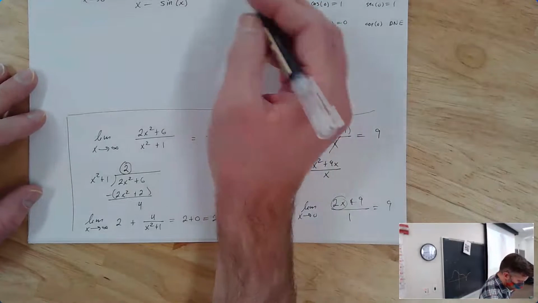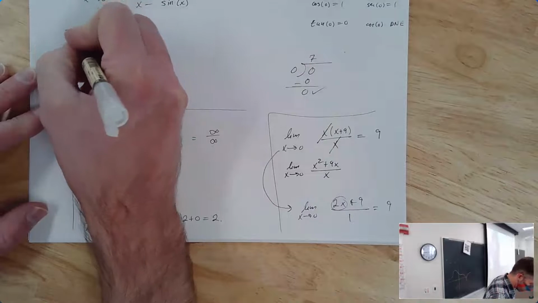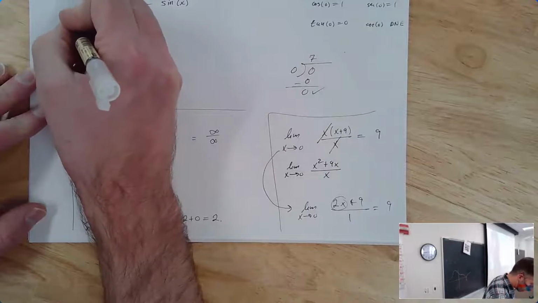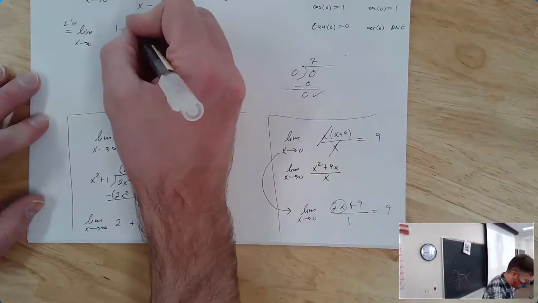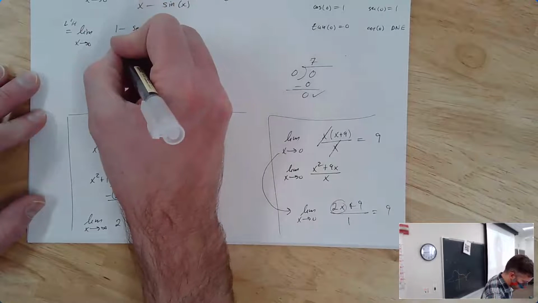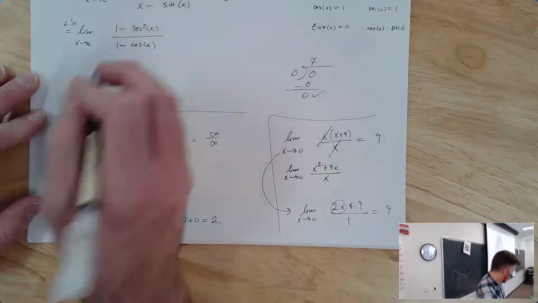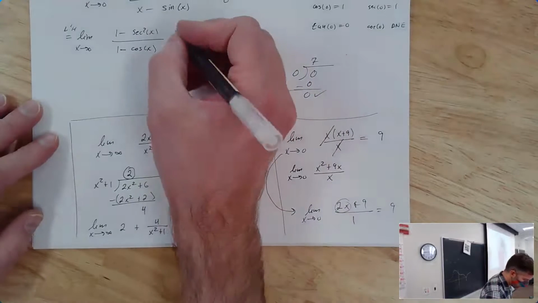All right, so looking at this one, I'm going to use L'Hopital's rule. I don't have any other good ideas. The derivative of the top is going to be 1 minus the derivative of tangent, secant squared. And the bottom is 1 minus cosine of x. And that's still a 0 over 0 type, because secant of 0 is 1 and cosine of 0 is 1. So we're going to do L'Hopital's rule again, and it's going to get a little bit messy.